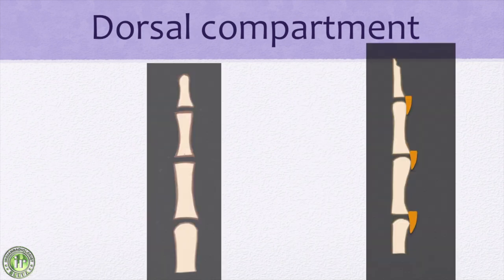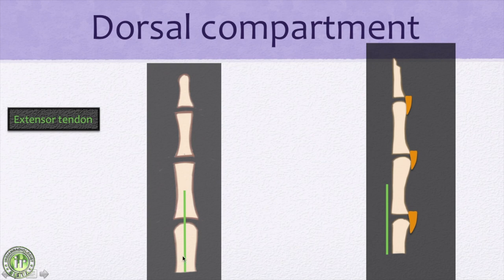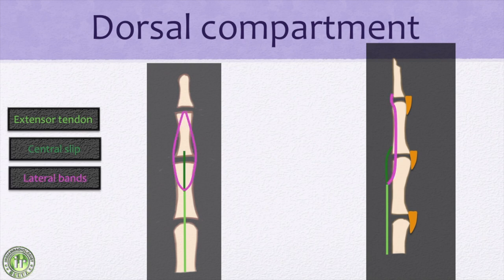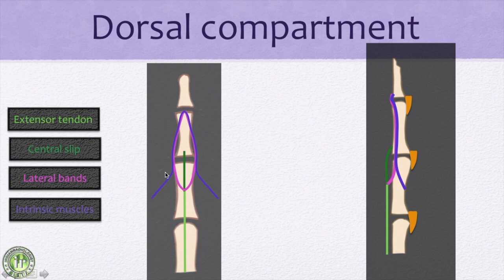On the dorsal aspect, you have the extensor tendon, which is the extrinsic extensor tendon. Now this extensor tendon divides into three slips. The central one is the central slip, and the two lateral ones are the lateral slips or the lateral bands. The central slip goes and attaches to the base of the middle phalanx.